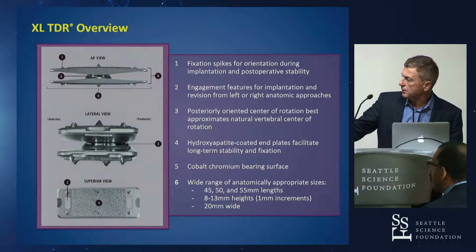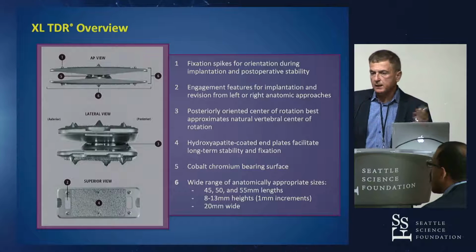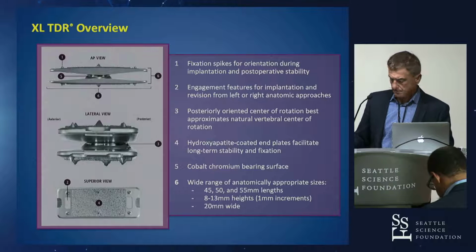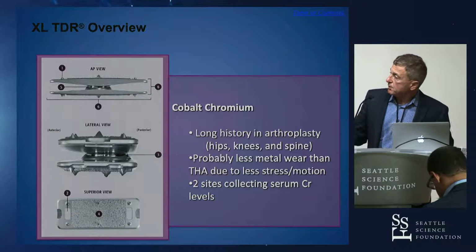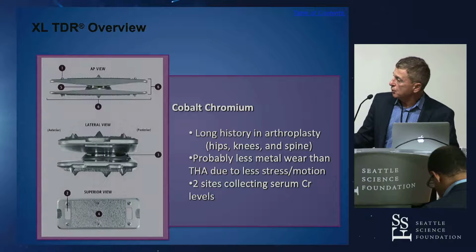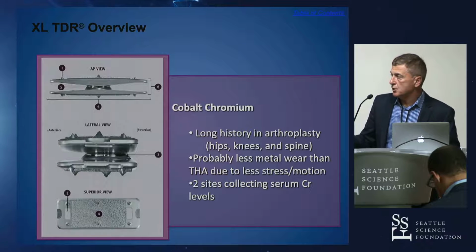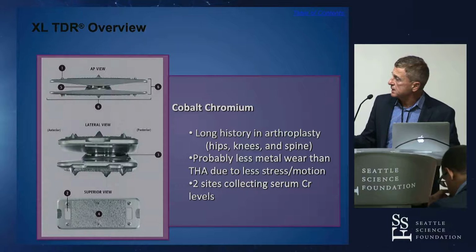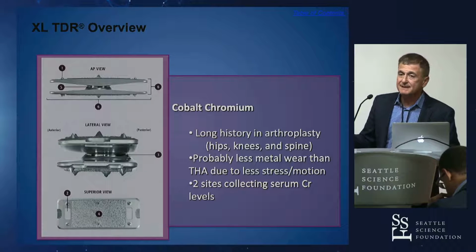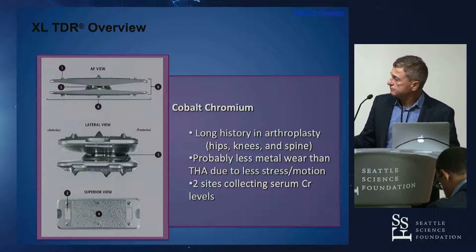So you want to put it along the instantaneous axis of rotation. It comes in different ranges of lengths and heights, etc. And it's cobalt chrome, again, metal on metal. There is a long history of arthroplasty, hips and knees and all that. But that became a problem with the FDA because it's metal on metal, because of the history of hips.